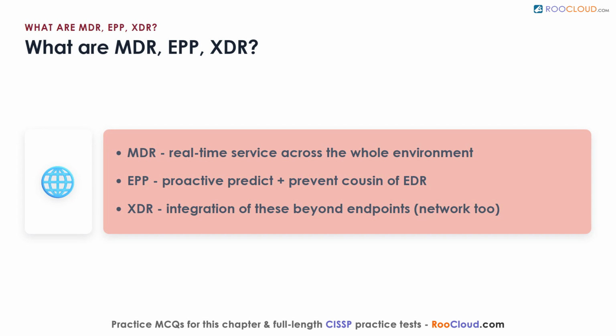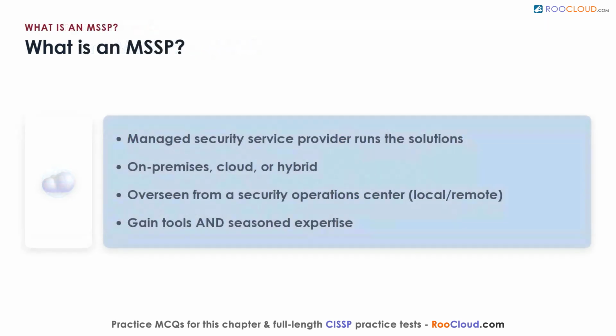An endpoint protection platform is the more proactive cousin of endpoint detection, adding a predict and prevent emphasis rather than just detect and respond. An extended detection and response is not a single tool but an integration of these ideas into one solution, reaching beyond endpoints to network analysis and intrusion functions too. Think of upgrading from one camera to a staffed monitoring service to a full command center watching every feed at once. Who runs all this when you cannot?